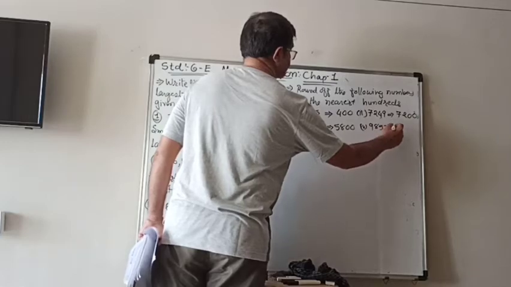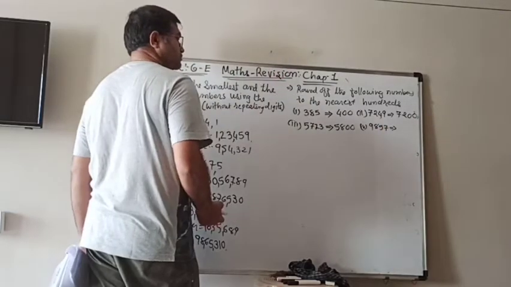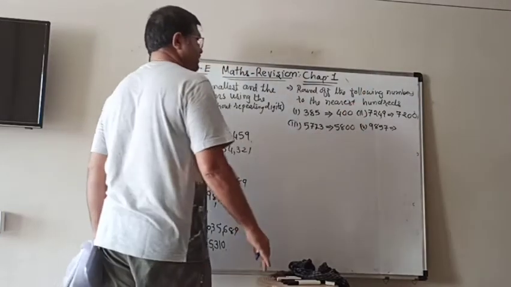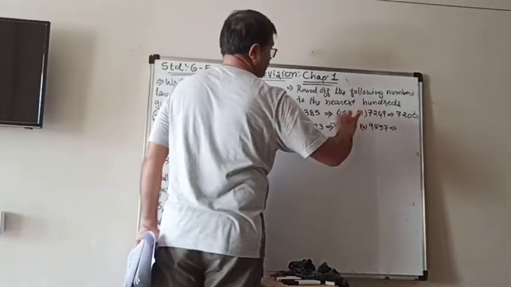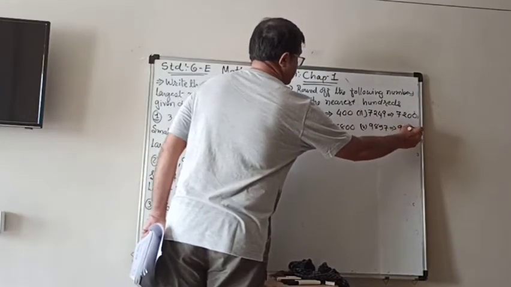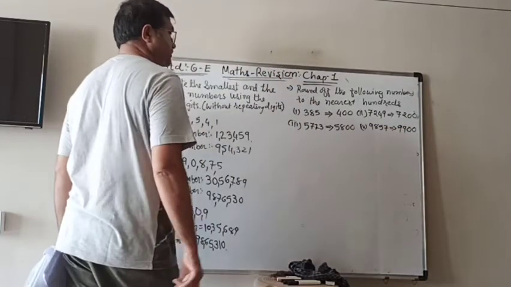And similarly, as I told you, there is 5 also, like 9857. So here, if it is 5 also, you have to take that side. So you have to add 1. So 98 plus 1 will be 99. So 9900.